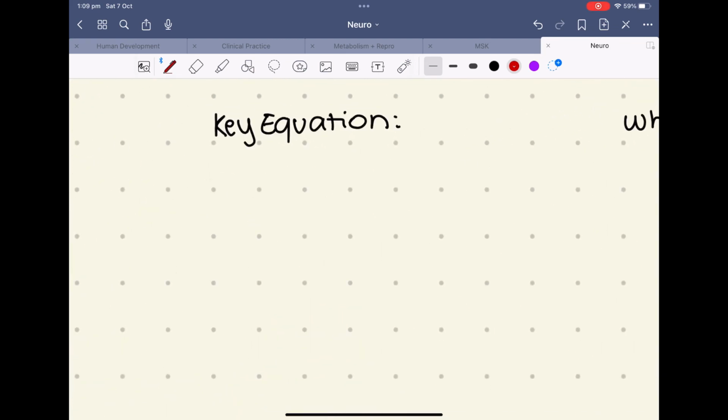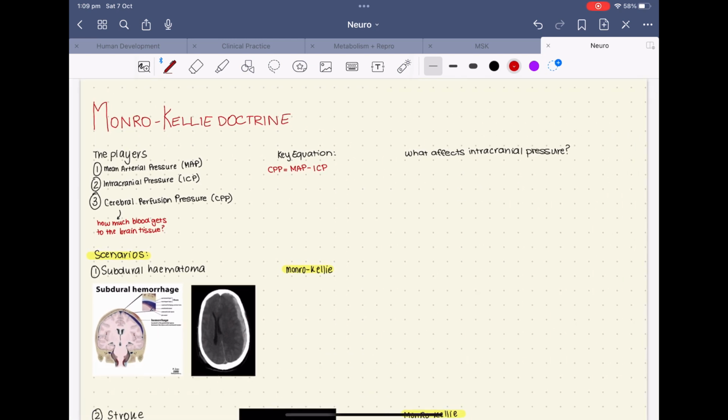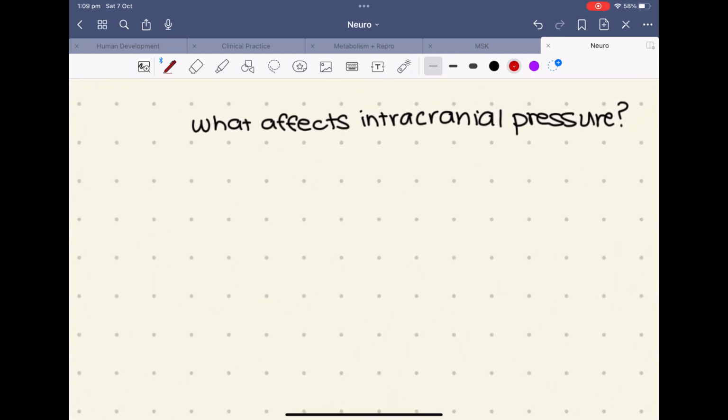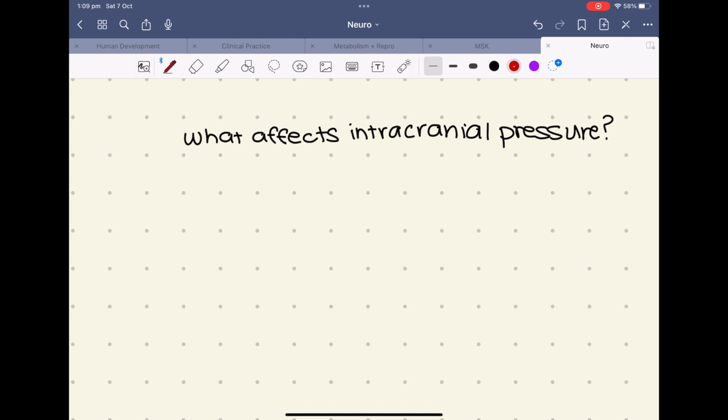So the key equation related to the Monro-Kellie doctrine is that cerebral perfusion pressure is equal to mean arterial pressure minus intracranial pressure. And you can see that I've written that down for you there. So as I mentioned, we're now going to talk about what affects intracranial pressure, which is really the most variable thing in the Monro-Kellie doctrine. It can change at any time.